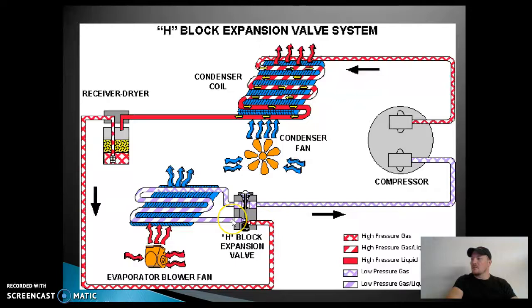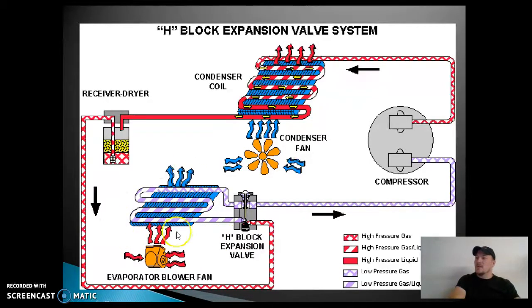Opening and shutting it off. So now all of a sudden, since this is such a small orifice and since it's only open part of the time, that creates a low pressure on this back side. Now that low pressure is, once again, kind of a vapor, gas, liquid mixture, more than one state. And then it gets into the evaporator.